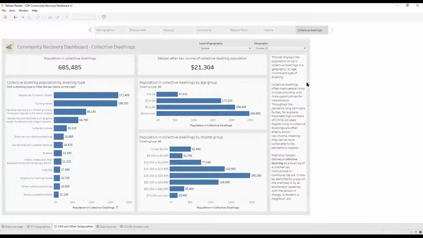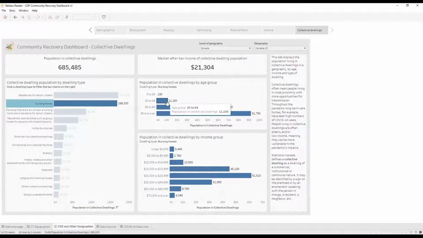And then the last section is collective dwellings. This shows the population living in collective dwellings for the selected geography. It shows the types of dwellings as well as the age groups and income of those populations. There's an extra bit of functionality built into this section where you have the types of dwelling listed here, and then the age groups and income here. If you click on one of these, it'll filter these. So if you wanted to see the age distribution of the population living in nursing homes, for example, you could click that and it'll filter these. And it will also show you the income distribution.